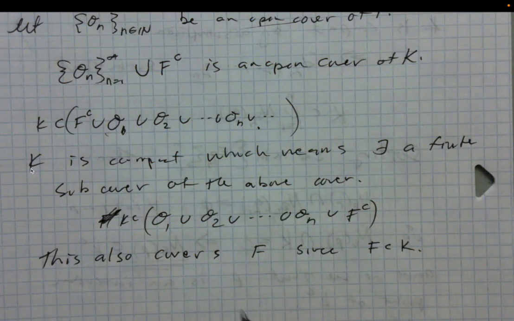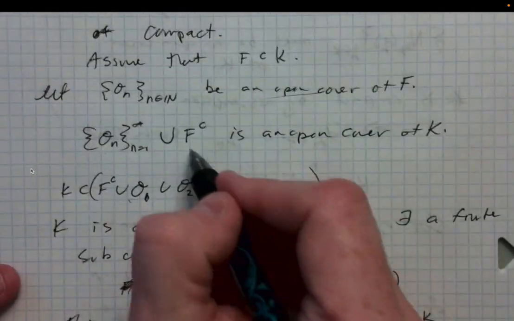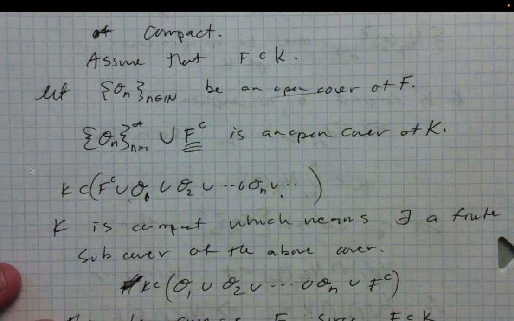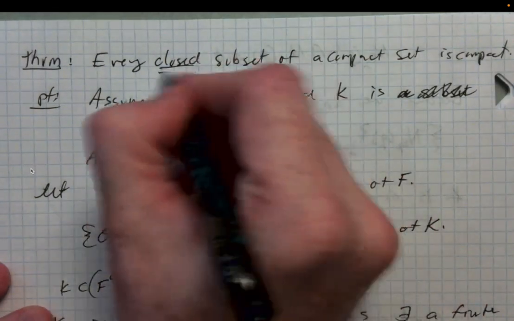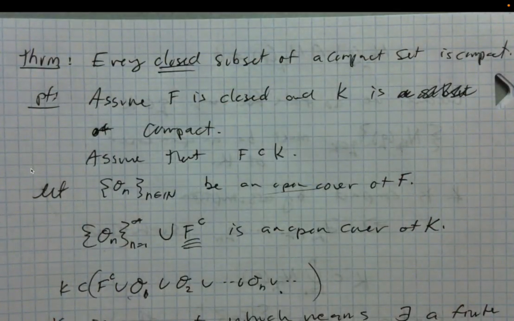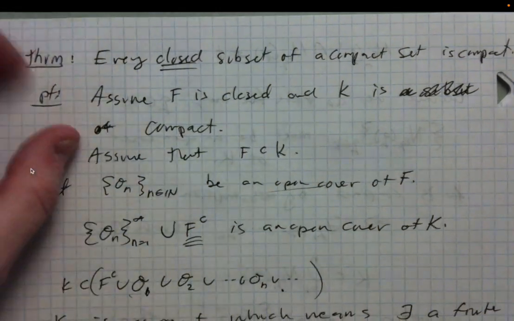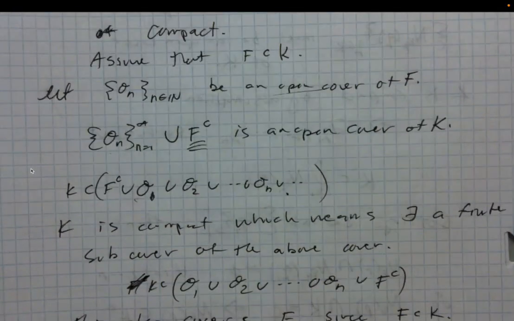Okay, and in order to be able to throw this F complement on, F has to be closed, right? F has to actually be closed in order to guarantee that its complement is open. That's why this only works for closed subsets. All right, very good.